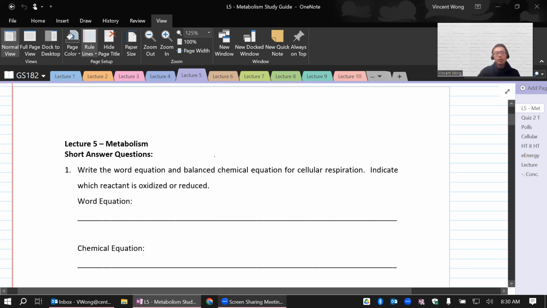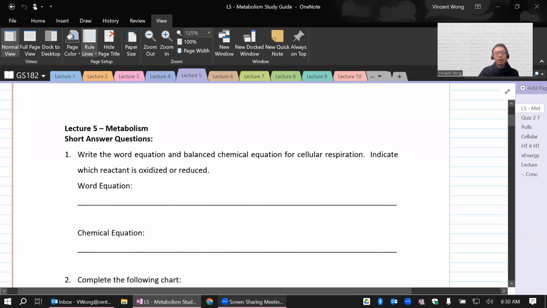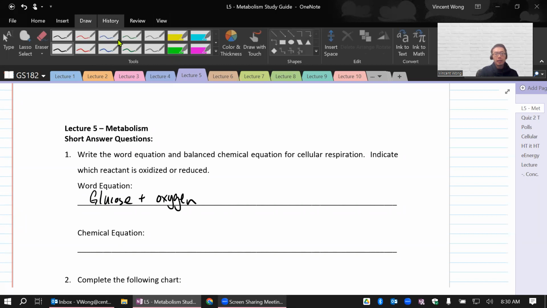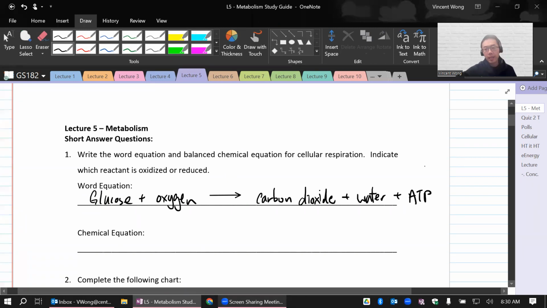Okay, so here the question asks for the word equation as well as the chemical equation for cellular respiration. And you should be familiar with that by now. We have glucose reacting with oxygen, and then it is going to become carbon dioxide plus water. And in the process, we are going to generate energy in the form of ATP.